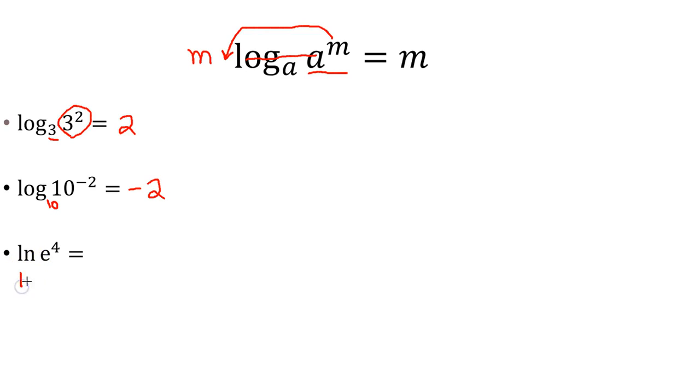Now when we see ln, it means log base e. It's shorthand for e, Euler's number. So e raised to what power gives me e to the fourth? Well, the answer, of course, is 4.